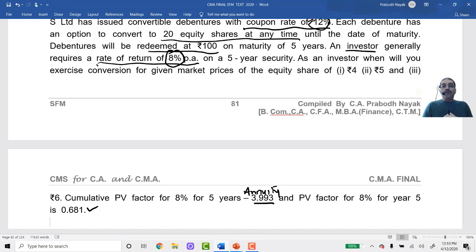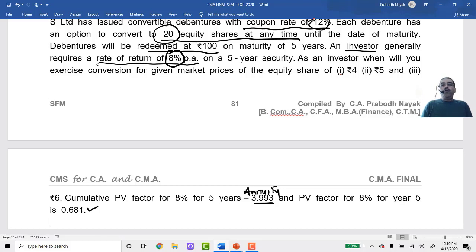Value of the debenture is higher than the face value. Okay, so let us see how to solve this now. One debenture is of 100 rupees. If I am going to convert this into equity shares, how many equity shares? 20 equity shares. So 100 divided by 20, I will be having value of each equity share as 5 rupees.